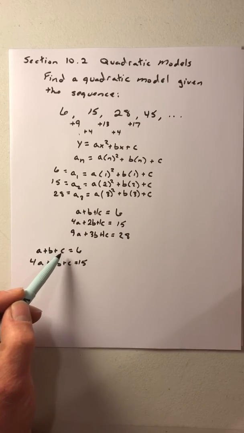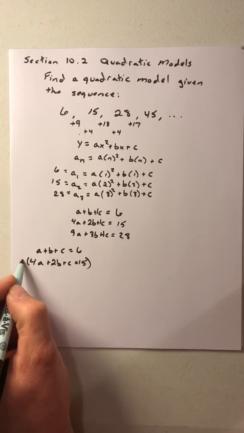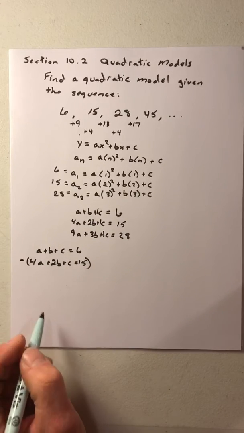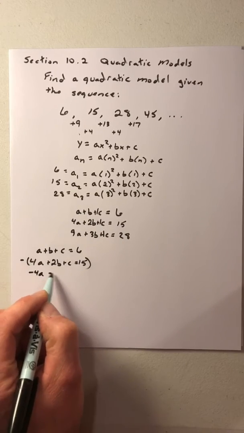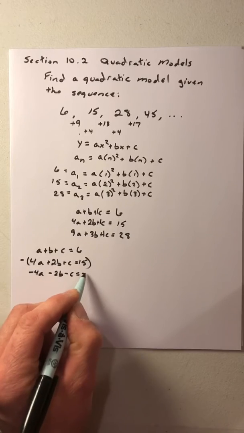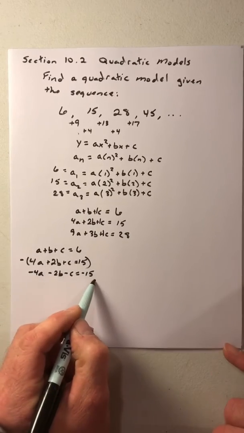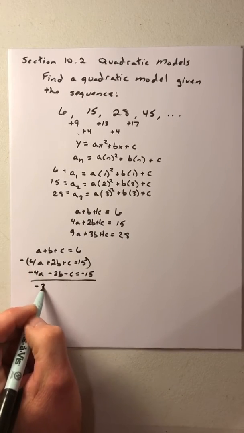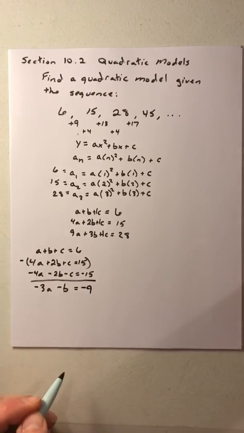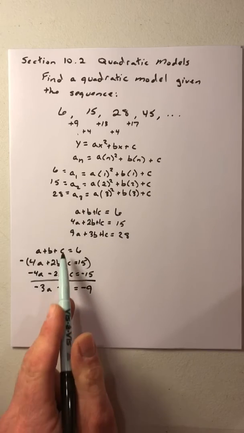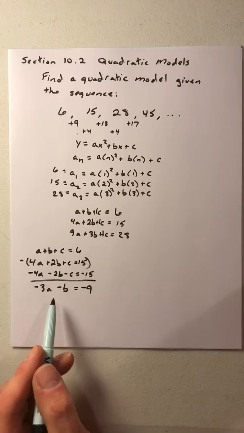And I'm going to eliminate that value of c. Well, I can easily do that by multiplying either of these equations by a negative 1. So if I multiply that negative through, I get negative 4a minus 2b minus c equals negative 15. Now if I add these two equations together, I'll end up with negative 3a minus b equals negative 9. Now I've eliminated one of my variables. I'm down to a two variable equation.